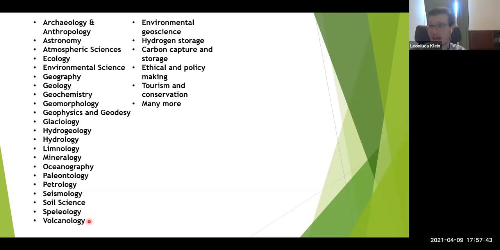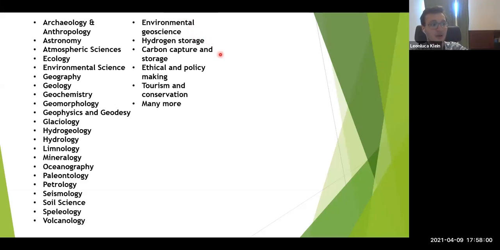It also comes hand in hand with protecting people and understanding how to predict earthquakes and also volcanic eruptions, because sometimes they might be linked. Again, environmental geoscience, I already mentioned this.